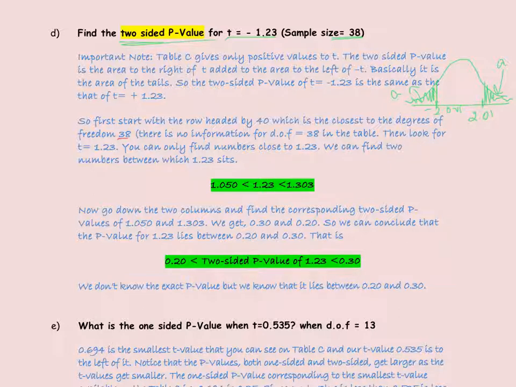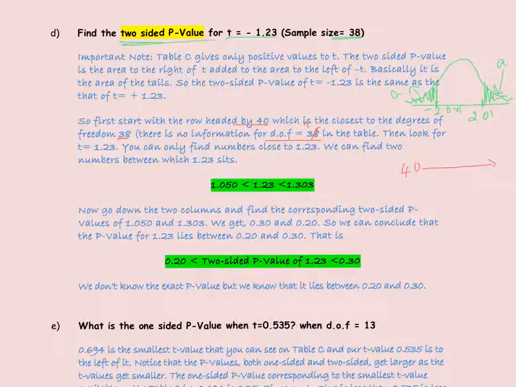Now this gives us the degrees of freedom, which is 37. The table doesn't have any information about the degrees of freedom 37, so we look for the closest degrees of freedom, which is 40. So we look at the row headed by 40 and we look for the number 1.23 in that row.